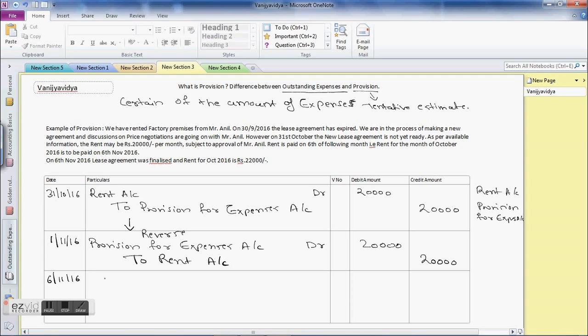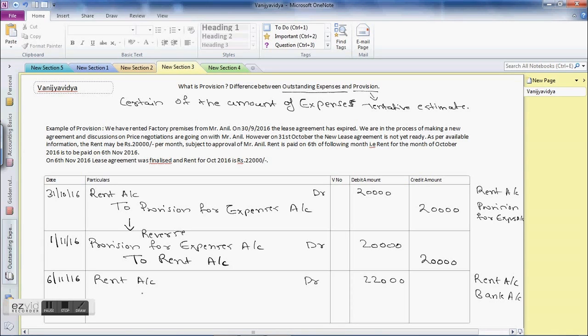On 6th November 2016, rent of October is paid, and the amount of rent that has been paid is 22,000. The two accounts that will be affected are rent account, and say we paid through bank, so bank account. Rent account is a nominal account, debit all expenses and losses, so rent account debit 22,000.